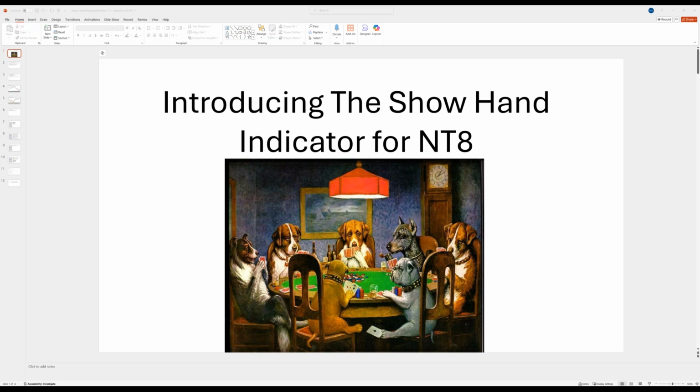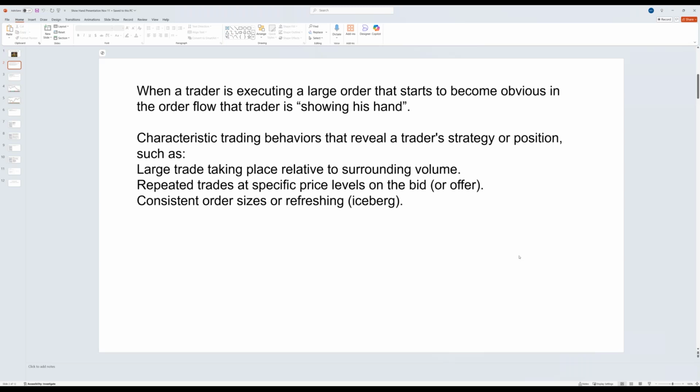So I'll get started. What I want to talk about today is, we finally released this indicator. It's called the Show Hand Indicator. And really its whole point is to help traders see where institutional trading is taking place in the market. Now, when a trader is executing a large order, right, a big institutional trader, that starts to become obvious in the order flow. That trader is, quote, showing his hand, right? Hence the name, the Show Hand Indicator.